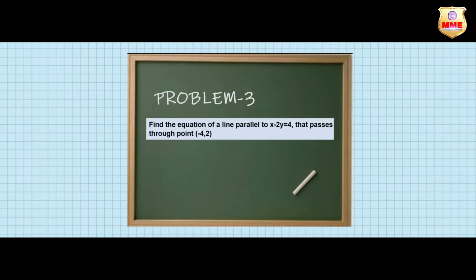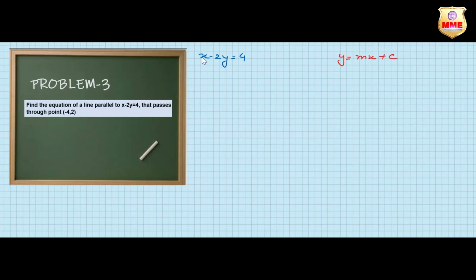Now friends, we come to the third typical problem of straight lines. So the problem is we have to find the equation of a line which is parallel to x minus 2y equal to 4 and which is passing through the coordinate minus 4 and 2. Now friends, our equation is x minus 2y equal to 4.